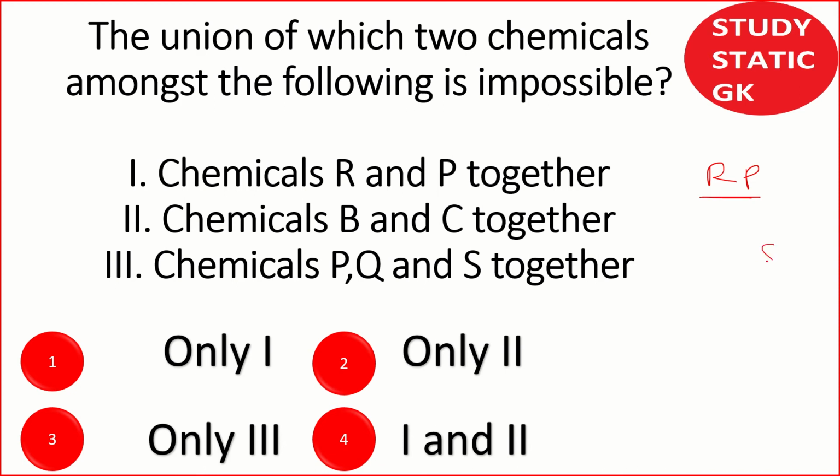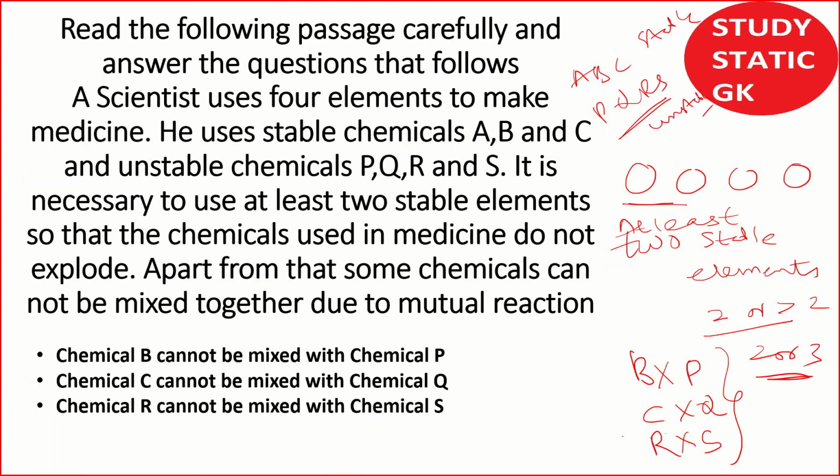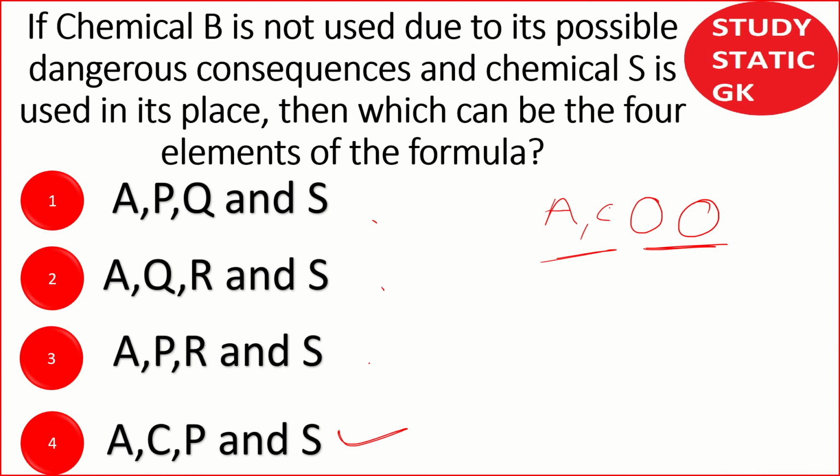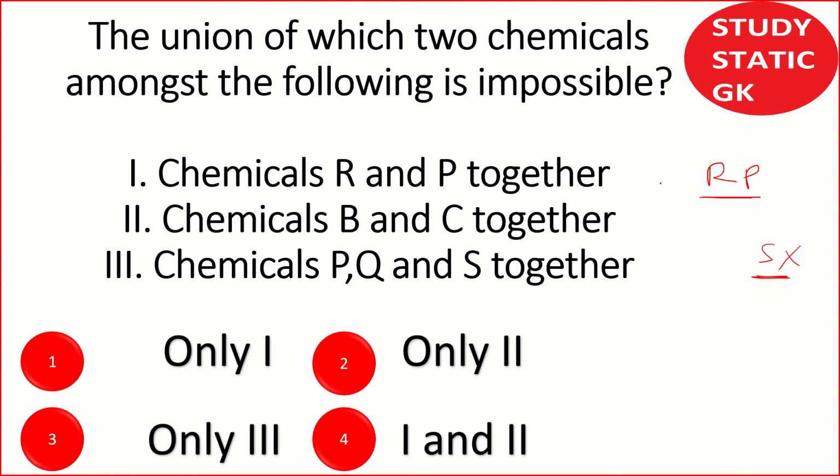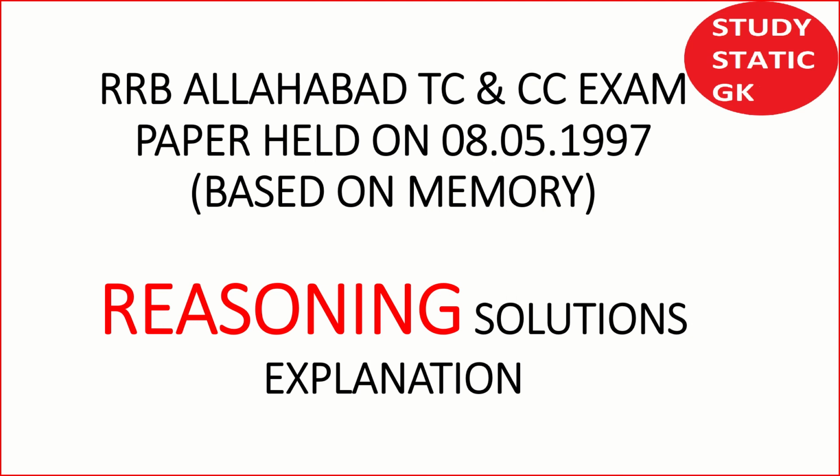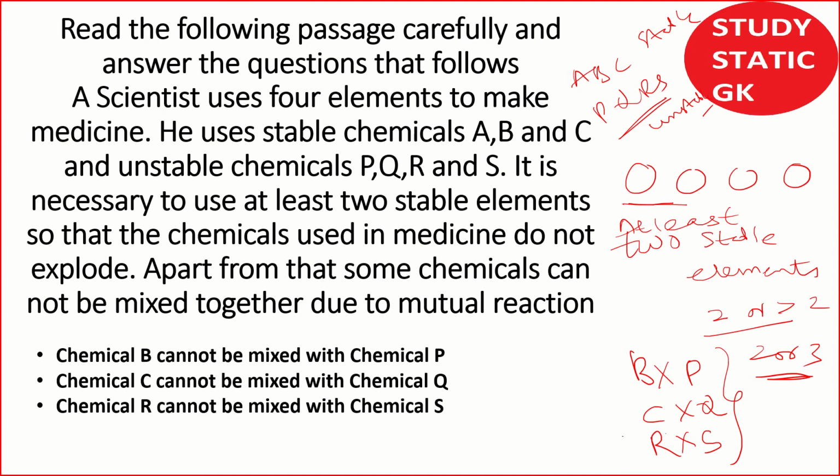If R is there, S should not be there. Okay, anyways, if P is there, what should not be there? B should not be there. So AC may be there. AC may be present, right? So if AC or P is present, right? If you go with this thing, AC or P, right?